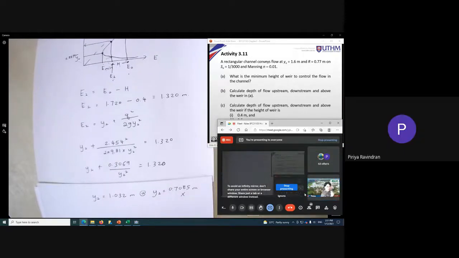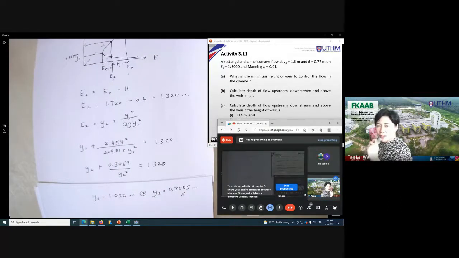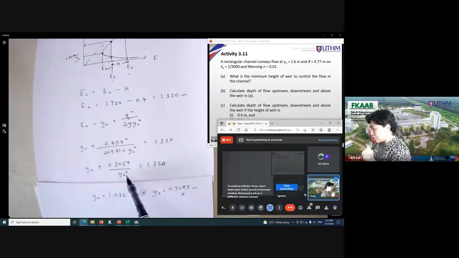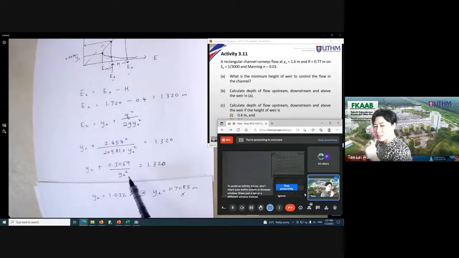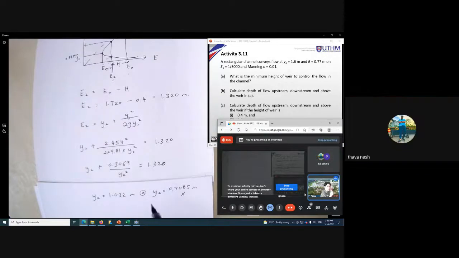So how should we get the 1.032? I believe, remember our last class, somebody informed that you can actually solve this using the equation method on the calculator, right? I think you need to multiply, and you are going to get y2 cubic power plus 0.309 equals to 1.32 y squared. You need to write it down like that, then you can solve for it.